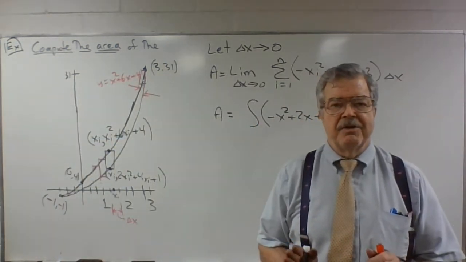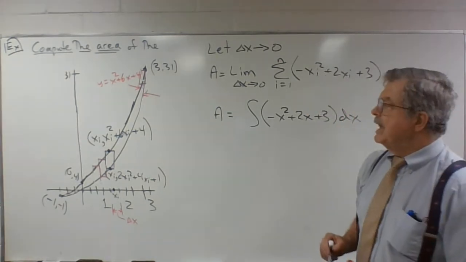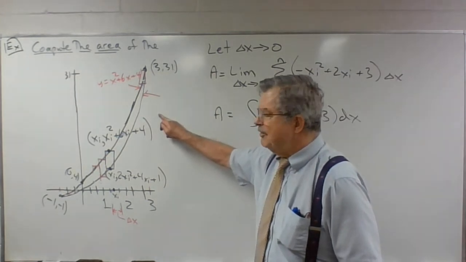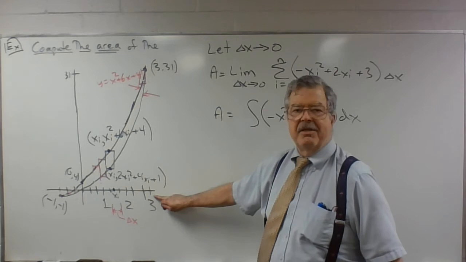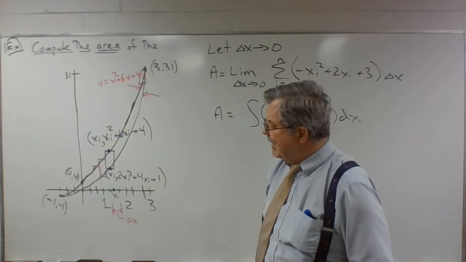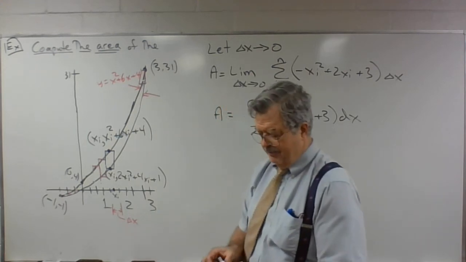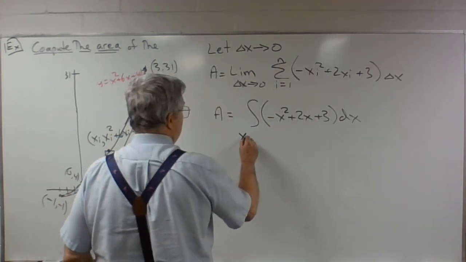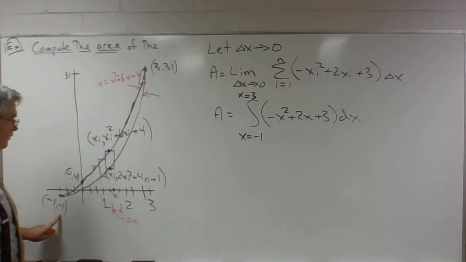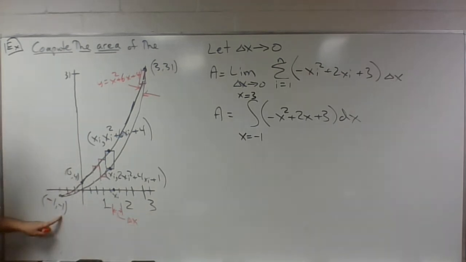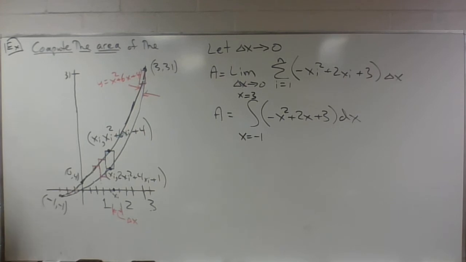How do we know what those are? Where do they come from? Do we remember? Way back in step 3, we partitioned the interval that was spanned by the rectangles. And that interval went from x equal negative 1 to x equal 3. The limits of integration are always going to be the endpoints of the interval that we partition into subintervals.